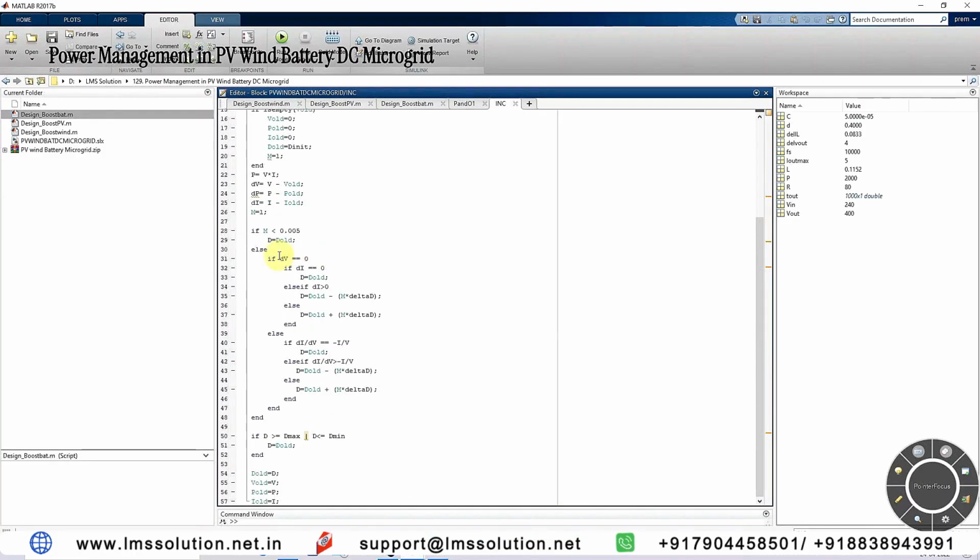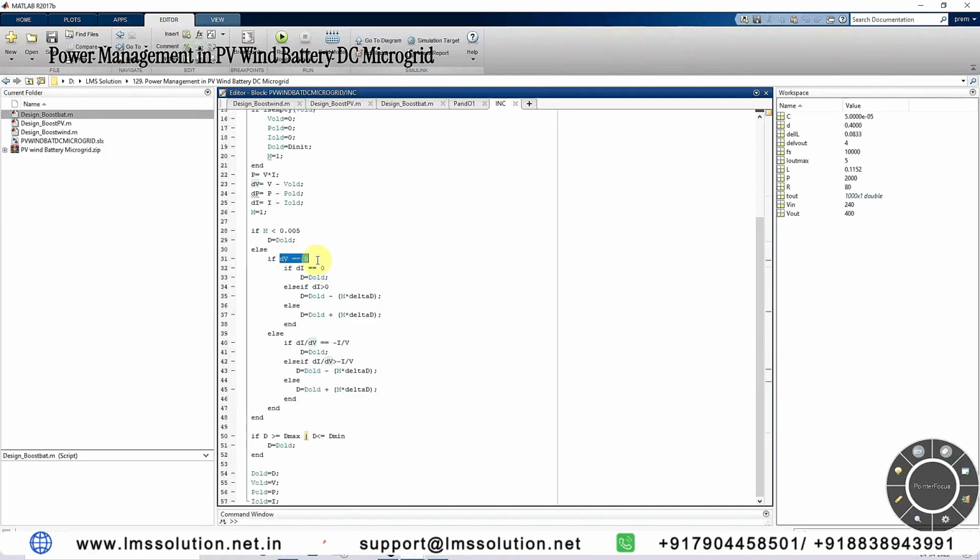First you have to check dV, that means whether the change in voltage is equal to 0 or not. If it is equal to 0, then you have to check whether the change in current is equal to 0 or not. If both are 0, then you have to maintain the duty cycle of the previous instant. If dI is not equal to 0, then you have to check whether dI is greater than 0 or not. If dI is greater than 0, you have to decrement the duty cycle, or else you have to increment the duty cycle to extract the maximum power from the PV panel.